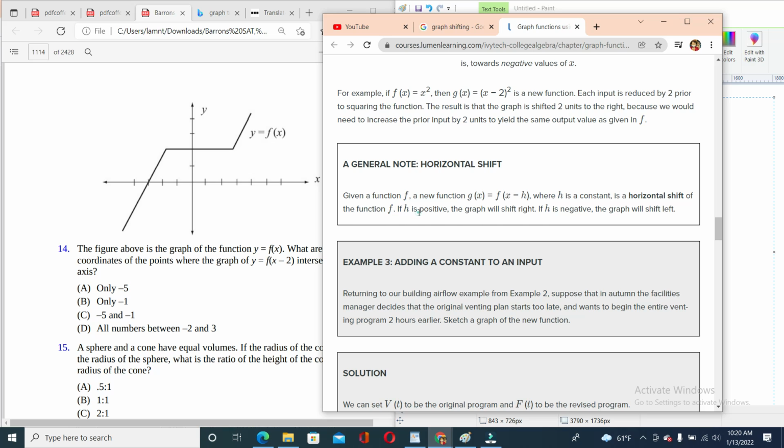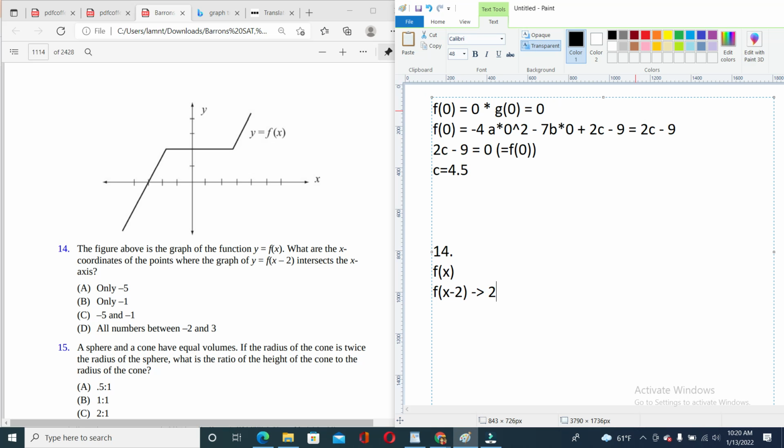If h is positive, the graph will shift right. So in our case, h is actually positive, right? So it's going to shift right, and it's going to shift right h units, which is 2 units.